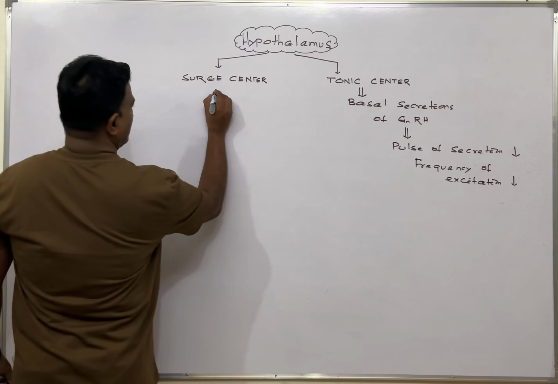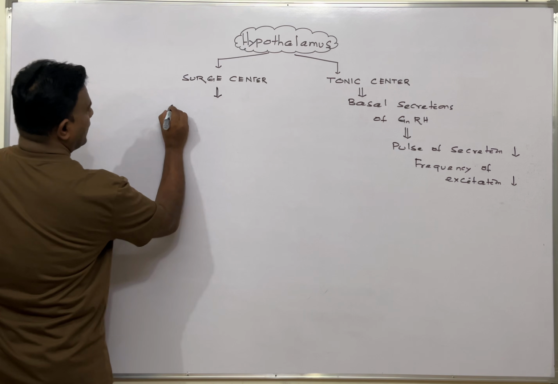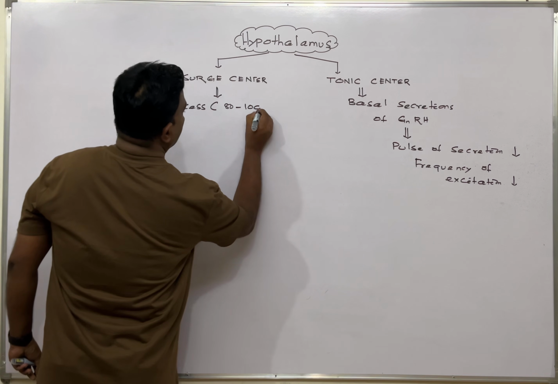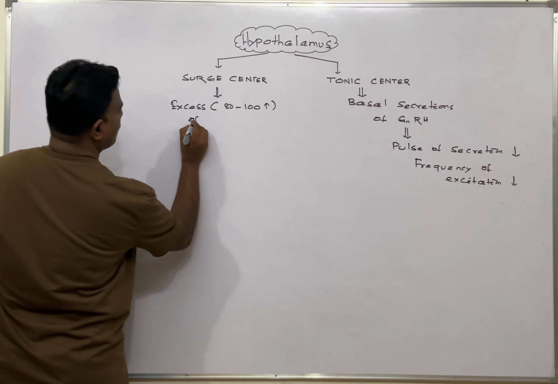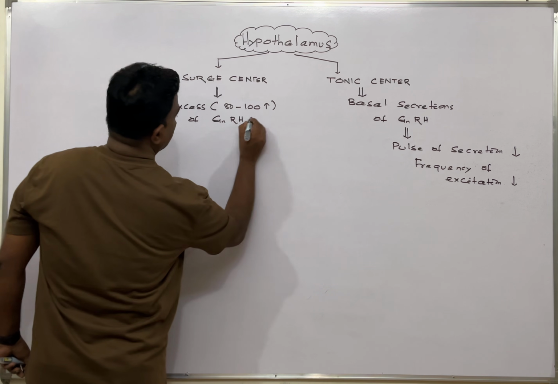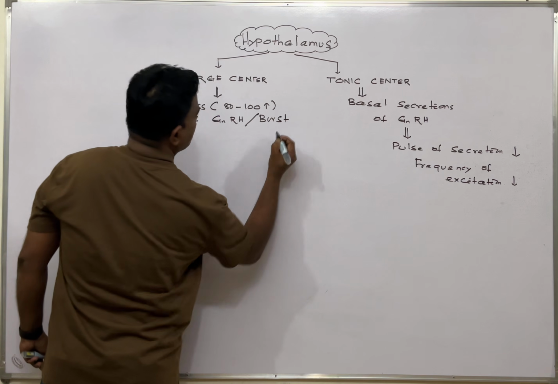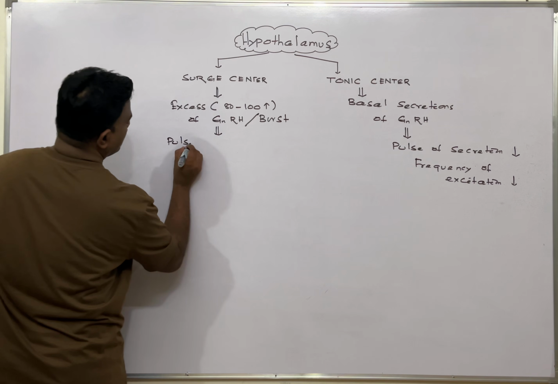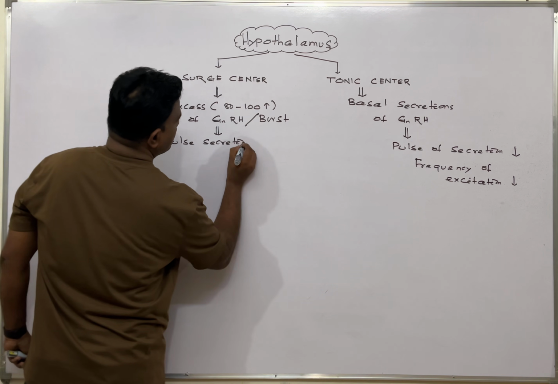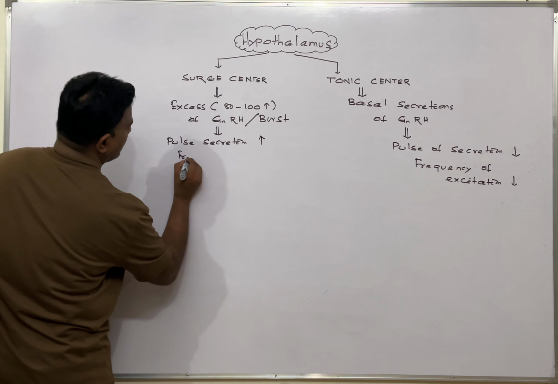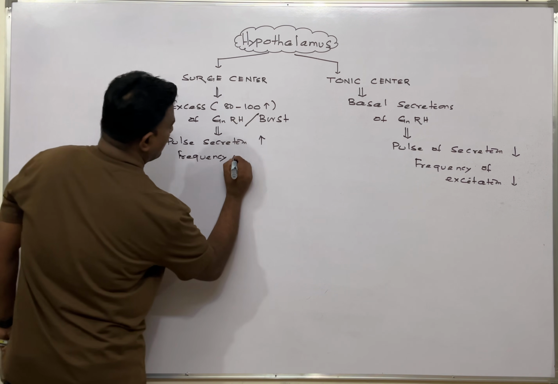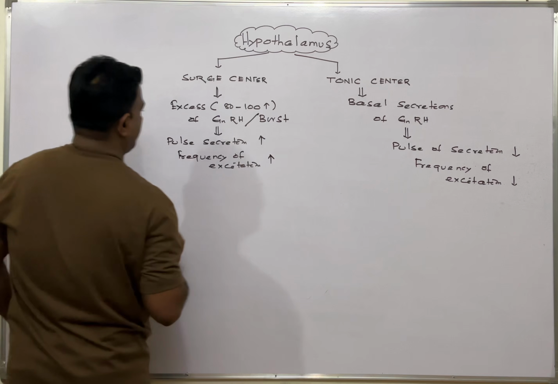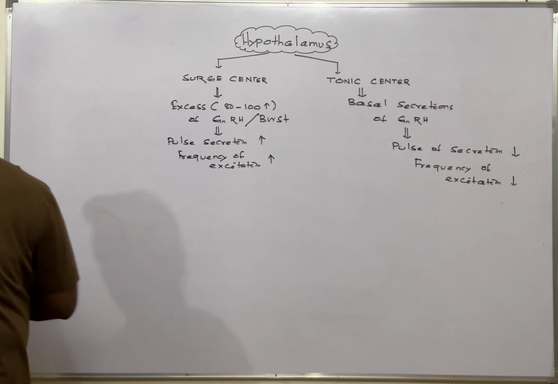The Surge center, on the other hand, causes excess, that means up to 80 to 100 fold increase in secretion of GnRH. I can call it a burst of GnRH. And here the pulse secretion is very high and the frequency of pulsation or excitation is also very high. Now coming to the parts.